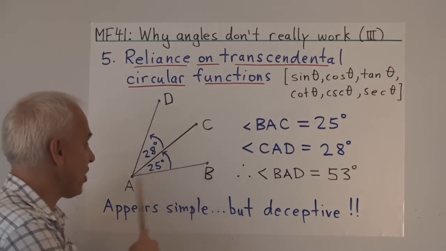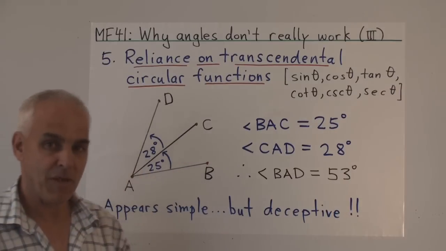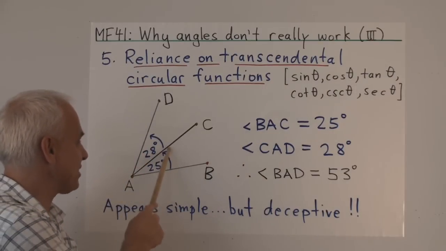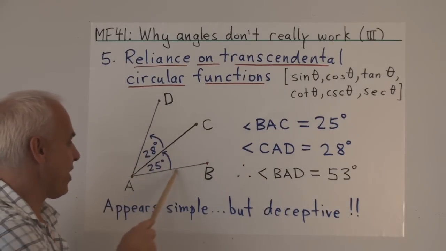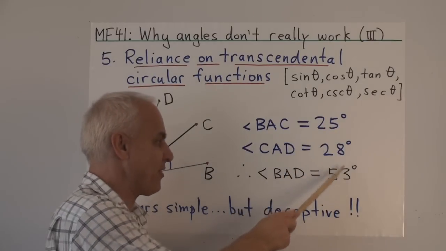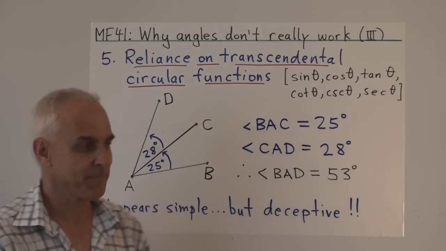When we first start learning angles in public school, we're made to think that it's very simple because of the linear aspect of angles. If you have one angle of 25 and another angle of 28, then we're taught that we can add those angles to get 53.